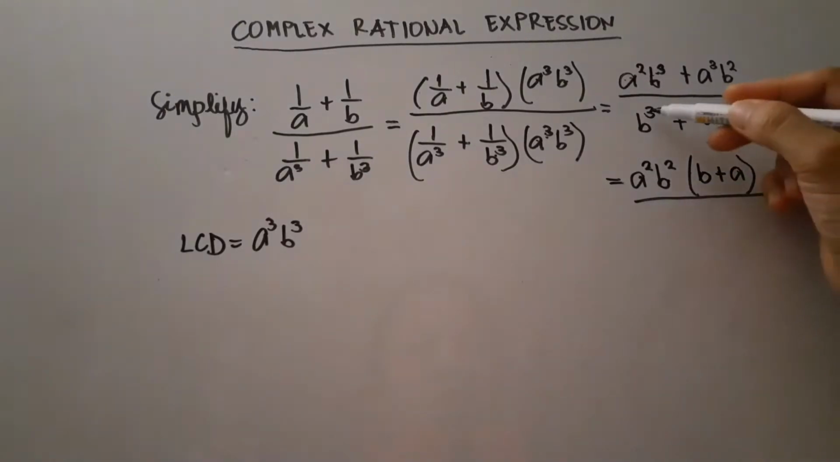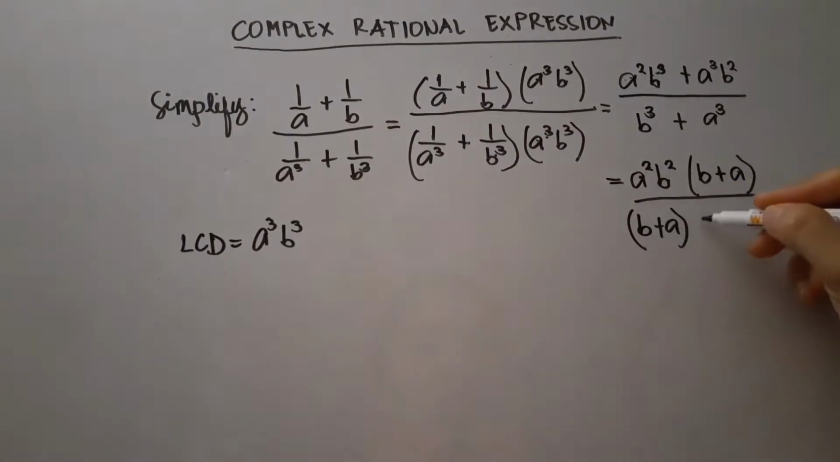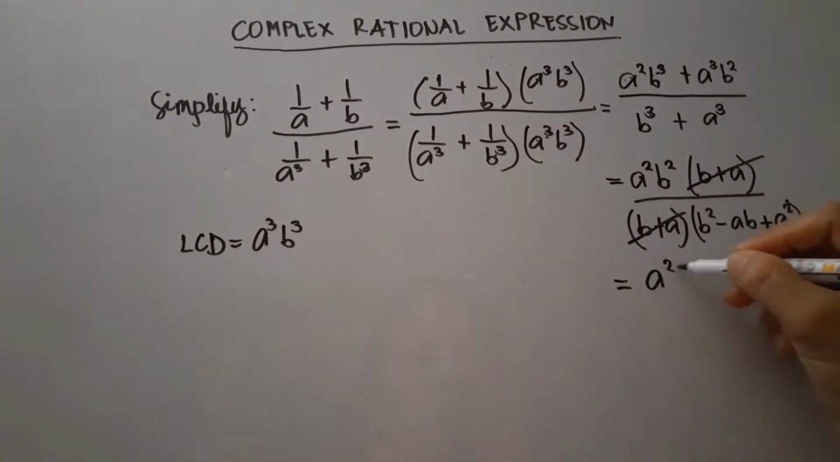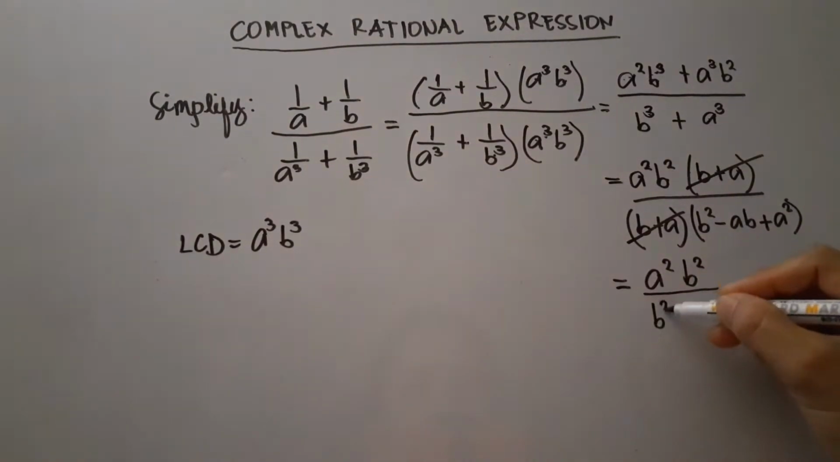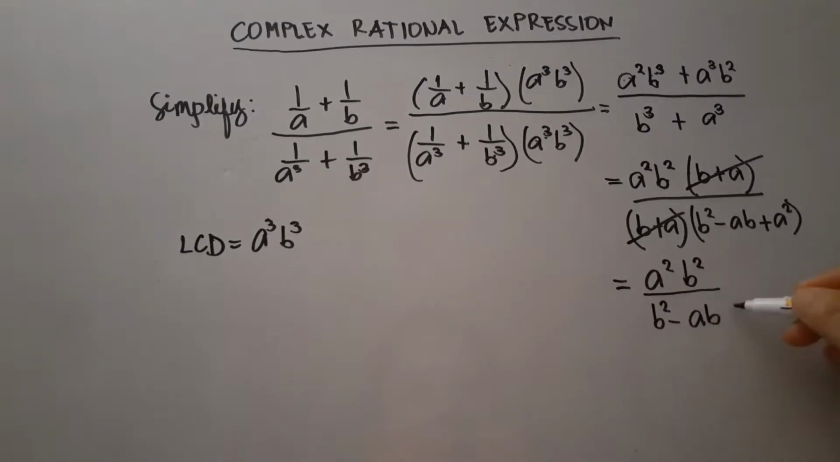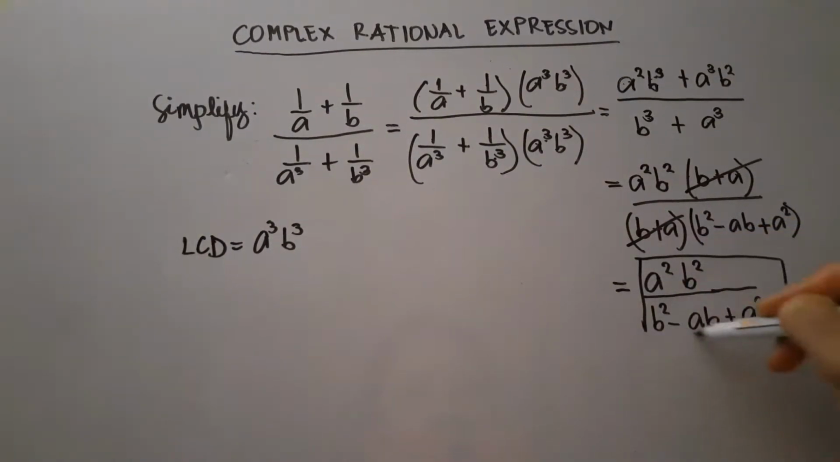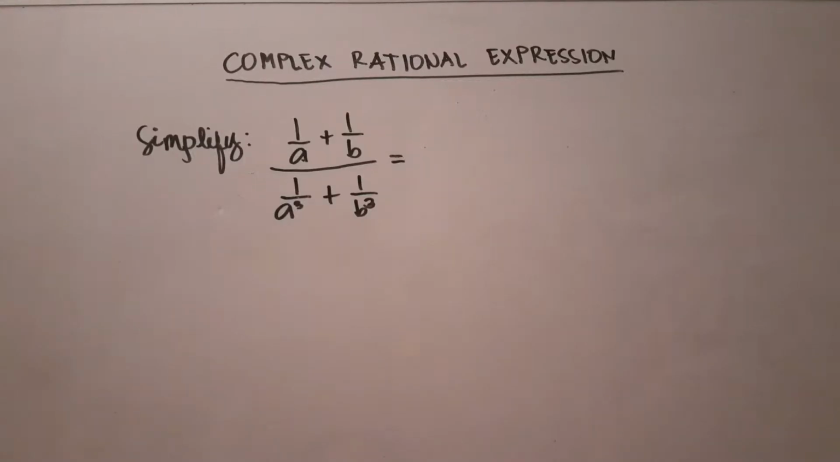Then we factor also the denominator. Since this is b cube plus a cube, we can use the formula for the sum of cubes, so we have b plus a, b squared minus ab plus a squared, and then we cancel the common factor, so we have a squared b squared over b squared minus ab plus a squared. So this is our answer.